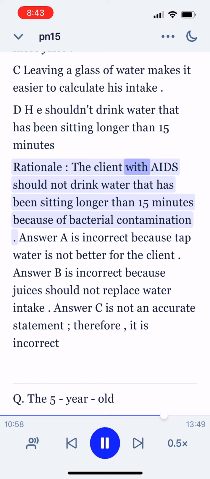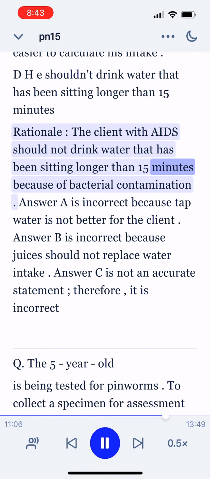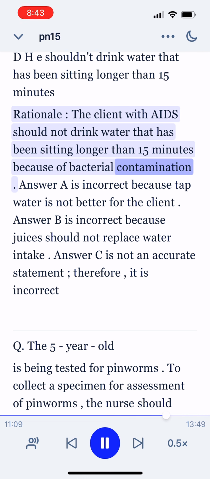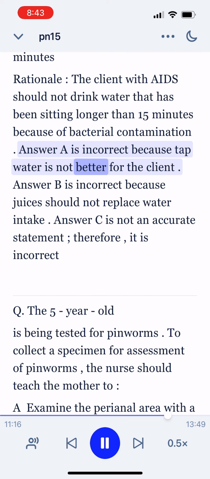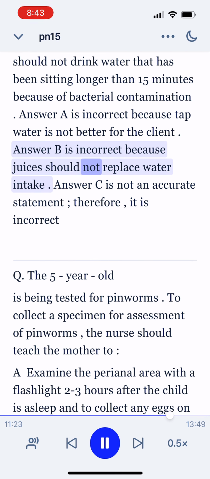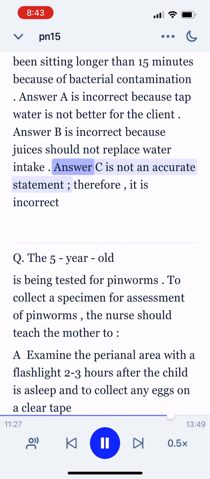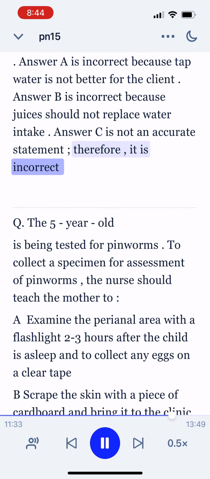Rationale: the client with AIDS should not drink water that has been sitting longer than 15 minutes because of bacterial contamination. Answer A is incorrect because tap water is not better for the client. Answer B is incorrect because juices should not replace water intake. Answer C is not an accurate statement. Therefore, it is incorrect.